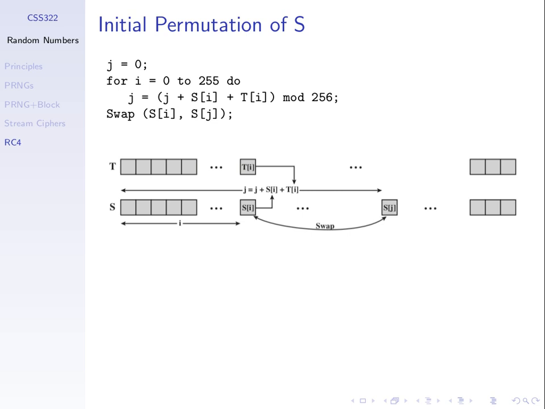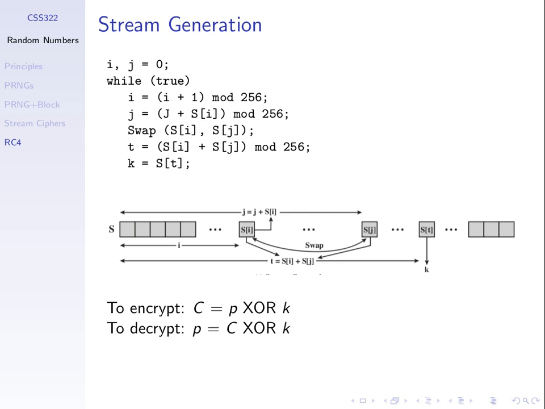Then there's the initial permutation of S. We will go through these steps with an example, so let's just briefly mention them now. In some loop, for each value of i up to 255, calculate some value of j and then swap elements in S. So we rearrange elements in S. And that's just done at the start, and then we generate the stream of random bytes. So in a while loop, calculate some indexes i and j, swap the elements, calculate another index t, and look up from S using that index t and find our key stream byte, lowercase k.